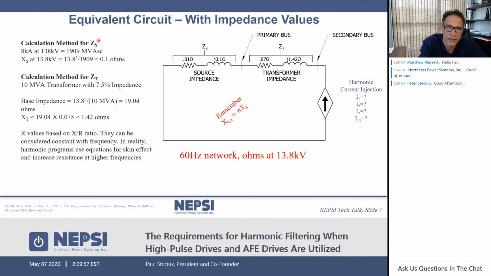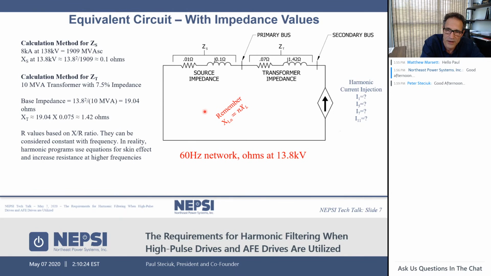We calculate a source impedance utilizing this method here, and we calculate the transformer impedance utilized here. We're reflecting everything to the 13.8 kV bus. So these impedance values here are based on the 13.8 kV viewpoint. It's important to remember that whenever you're doing these type of calculations, we're doing it at 60 Hertz. It's a 60 Hertz representation. It's a single phase representation of the model.